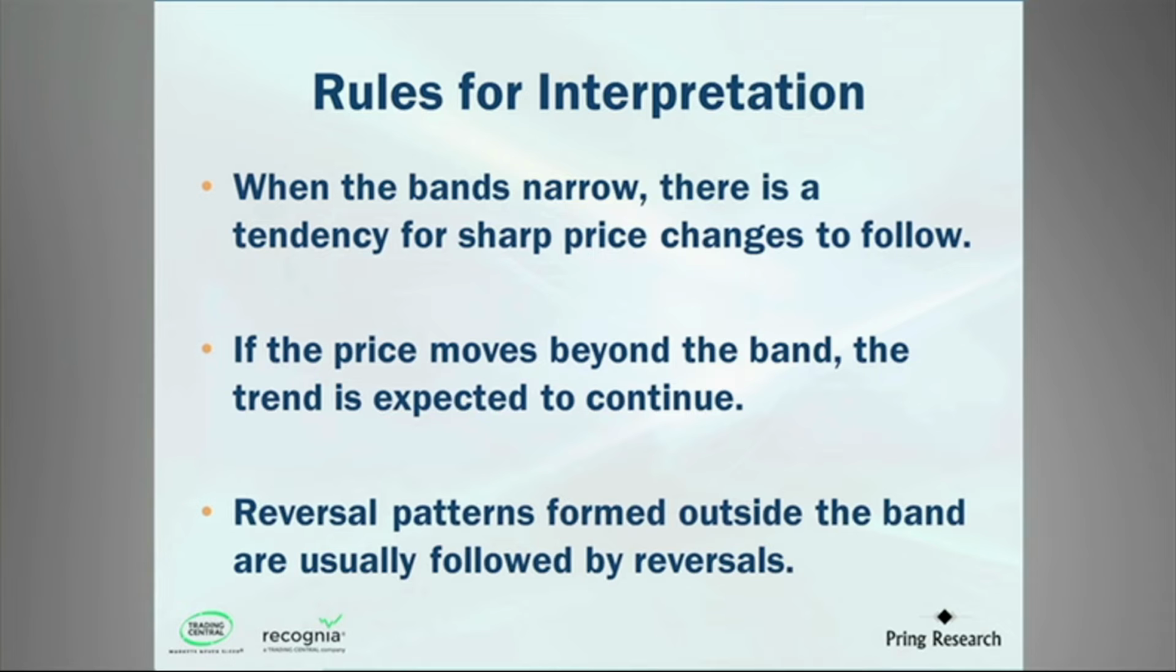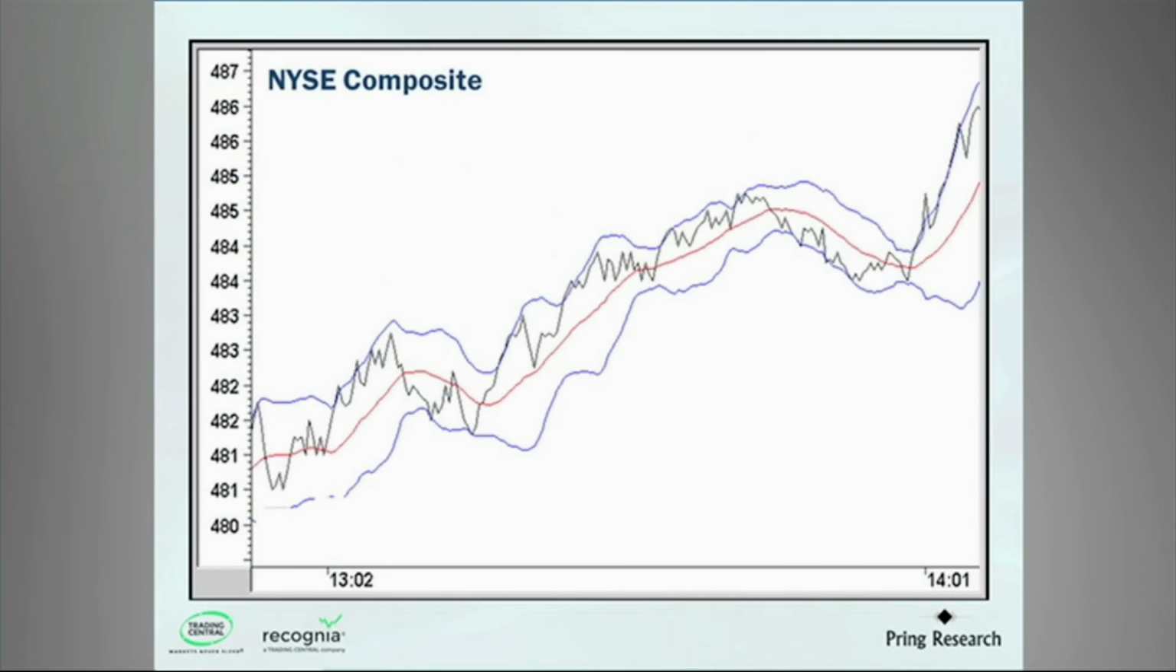In this intraday chart for the NYSE Composite, we see a series of 3 rallies that touch or exceed the upper band. The first 2 show no sign of exhaustion. However, after the final attempt, this red uptrend line is violated.